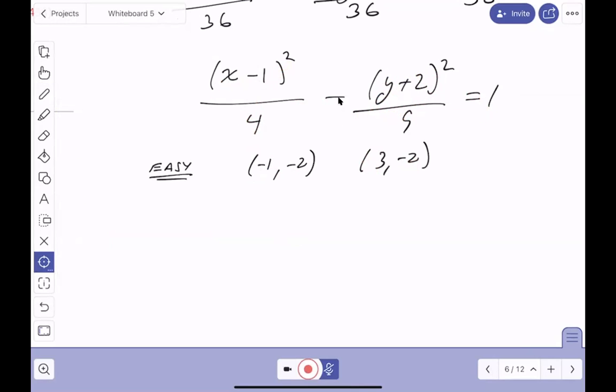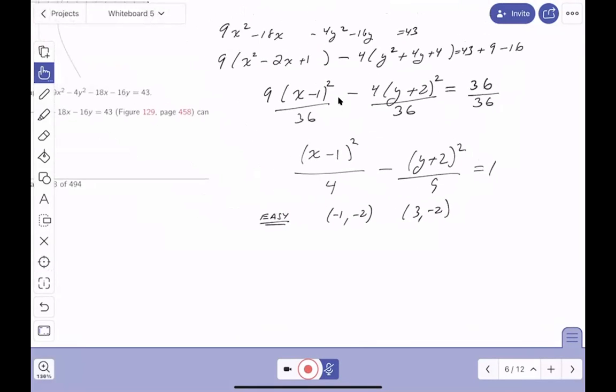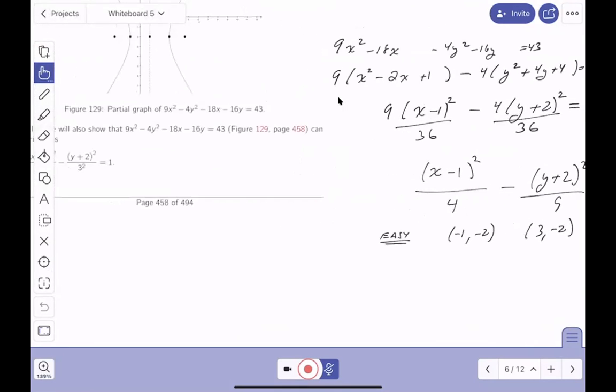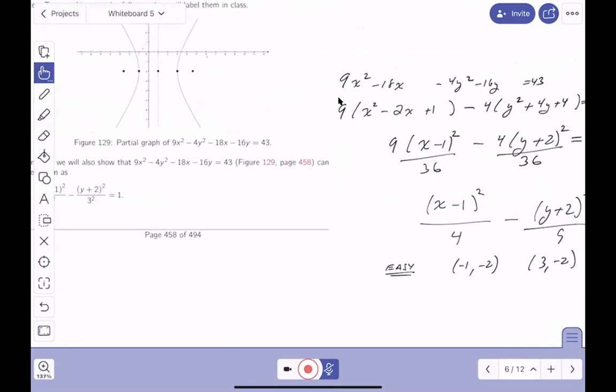So someone's going to say, big deal. I got easy points. I would recommend that you graph those easy points. All right. Let me go through that with you. And we're looking at a good picture. Sorry about that. I made a mistake already. So I say, minus 1, minus 2. And the other one was 3, minus 2.